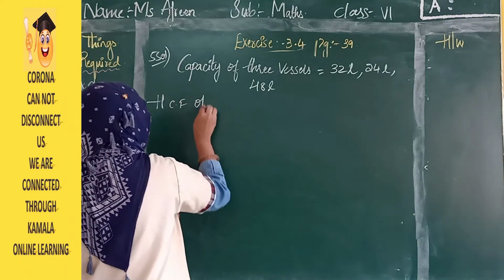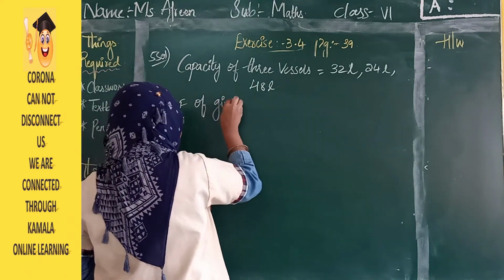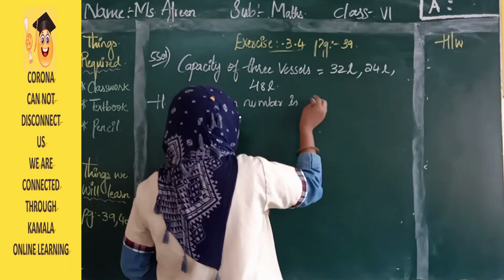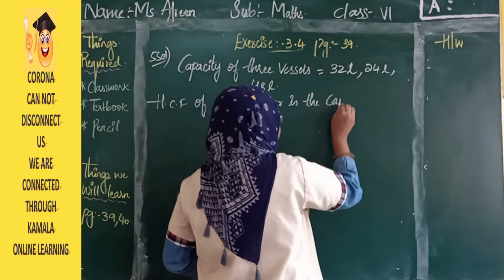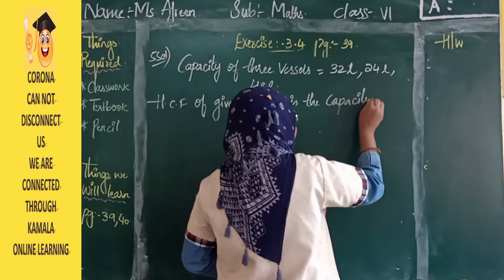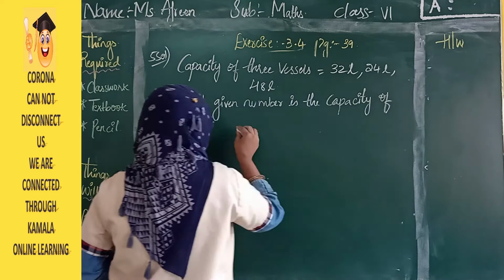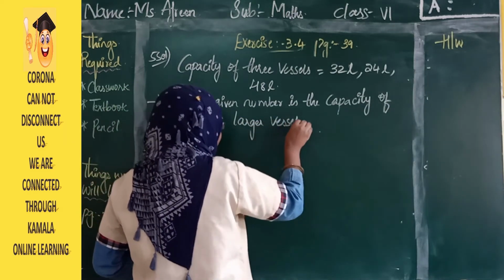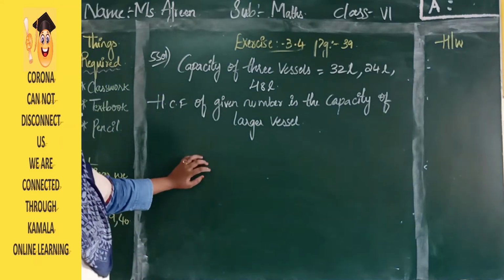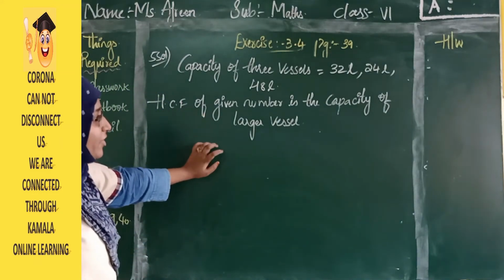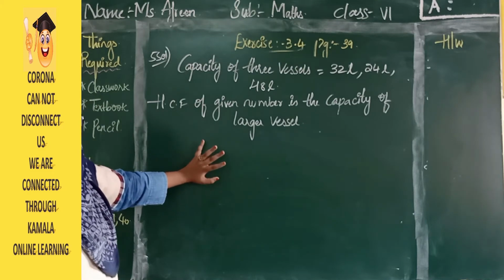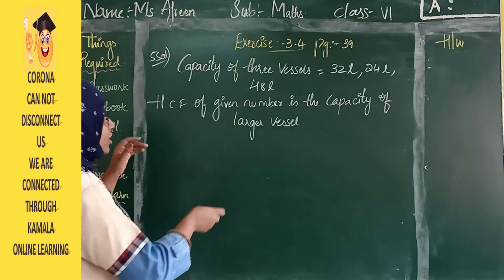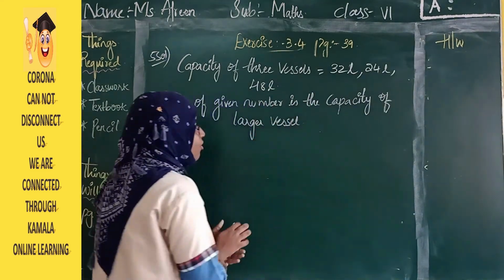HCF of the given numbers is the capacity of the larger vessel. As we find the HCF, the value we get means the larger vessel has that much capacity to hold this many liters. Okay. Now first, what is it? 32, 24, 48. Now what will we do?